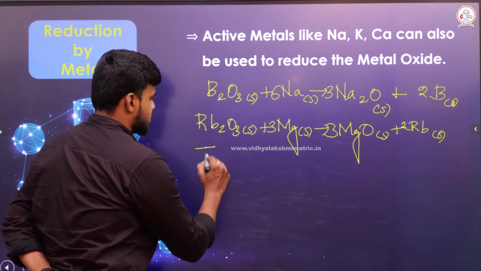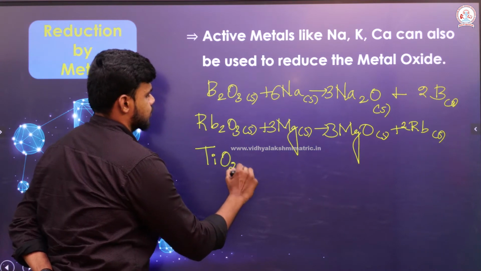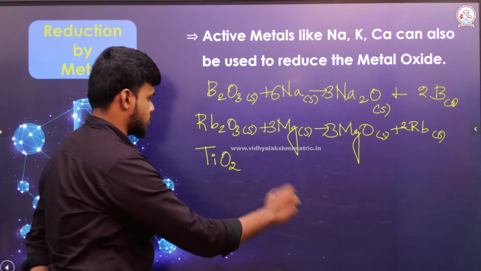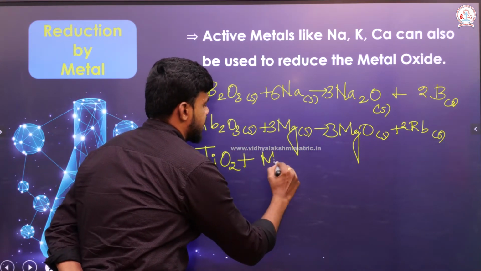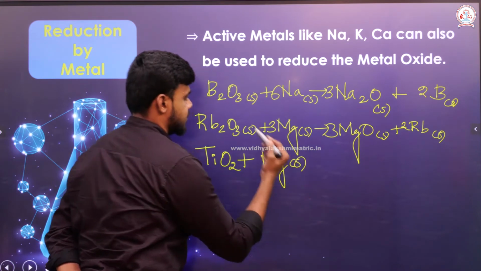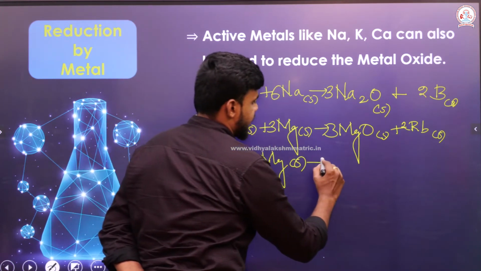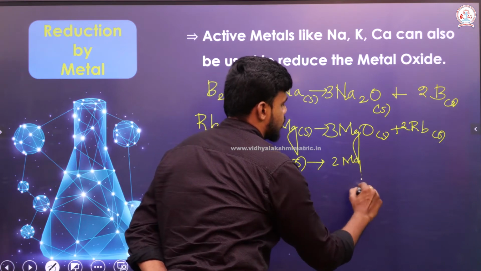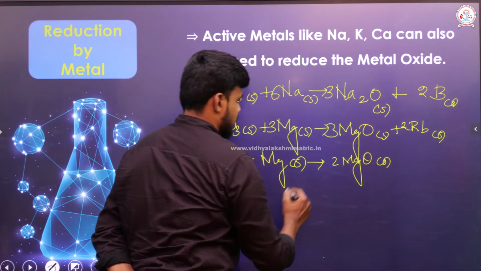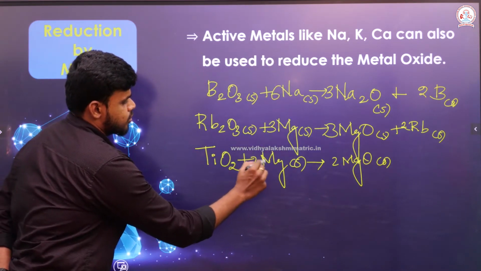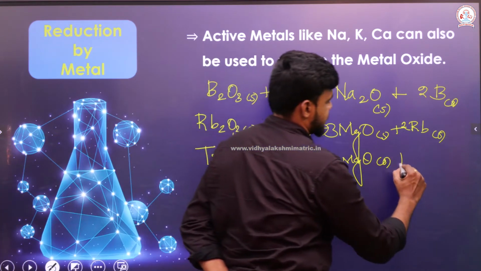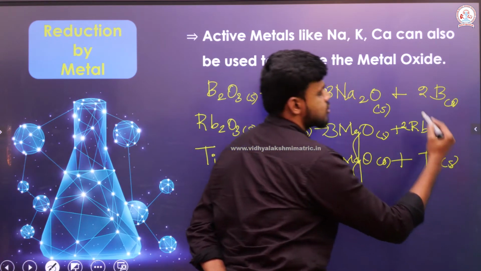Also, you can use TiO2, titanium dioxide. With the help of magnesium, I am able to reduce it. This magnesium will take up this oxygen and go as 2 MgO in the form of a solid. Right. So here it is 2. So titanium gets deposited as it is in the form of a solid.